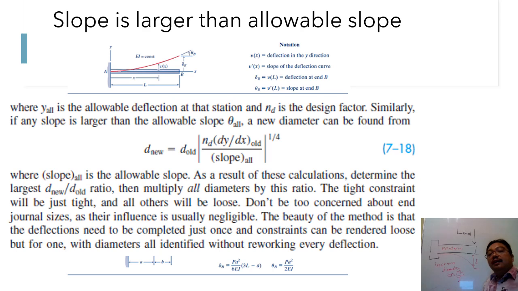The slope is called by this. This is the point of the slope. Okay, this is called the slope. Again, if you want to reduce the slope, you should increase the diameter, and also maybe you have to change the material of the shaft, make it a stronger material for the shaft.